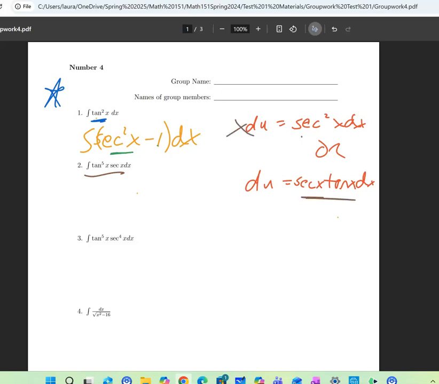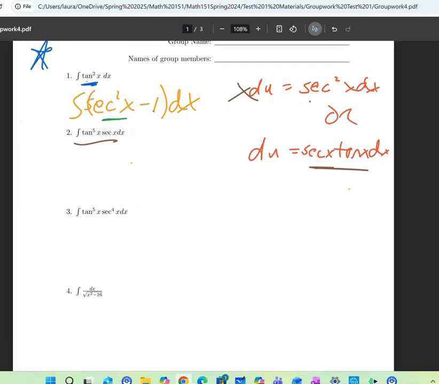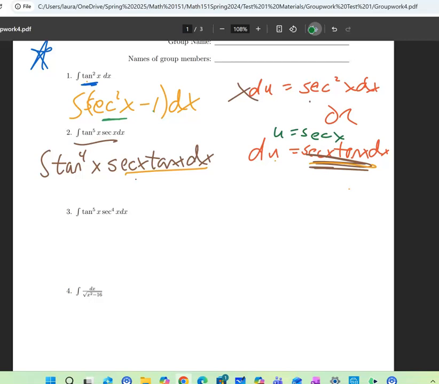So we have to make this. Don't go doing all kinds of weird things. Make sure you have this first: tangent to the 4th x, and then secant x tangent x dx. And so that is this. And so if du is secant tangent, that means u is secant, because you know the derivative of secant is secant tangent.